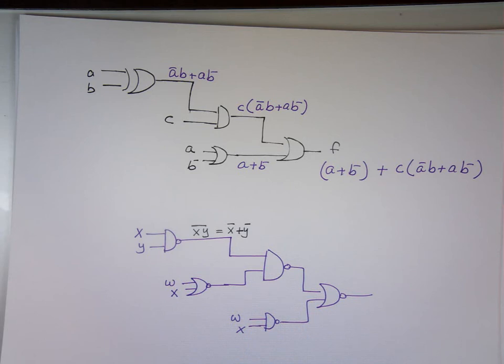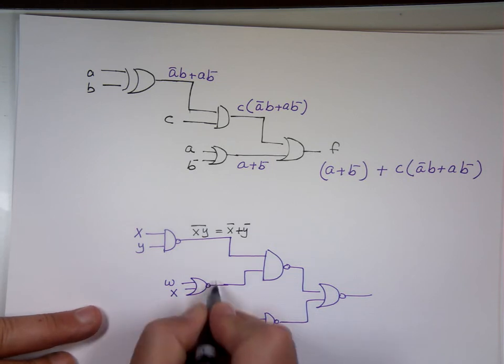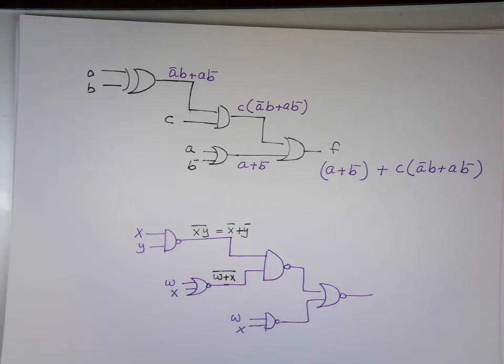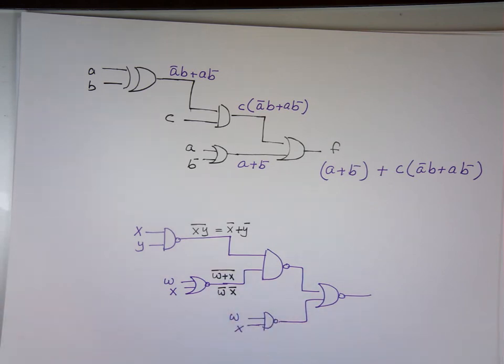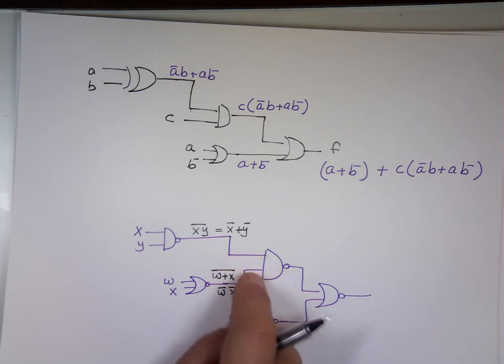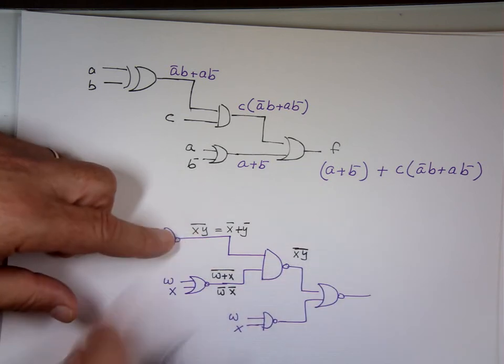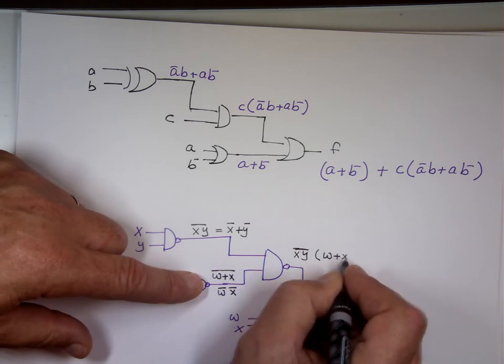This one here, what do we have here? That's an OR, so that's W plus X with the line over it. And if you want to use De Morgan's theorem, that's what? W bar, X bar. This one is what? The product of these. So here we go. I'll use the first one, I'm going to use that one. This one times W plus X bar, and I'm going to complement that.